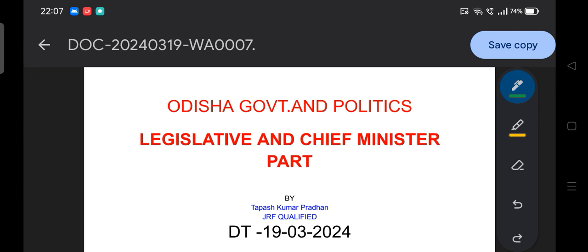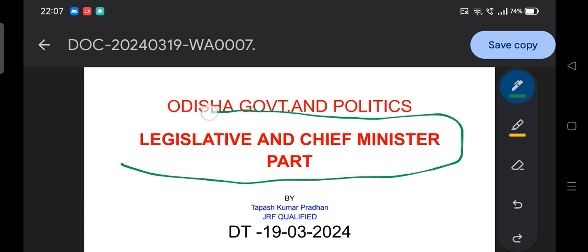So, in this session, we'll discuss Odisha government and politics with respect to the legislative and chief minister part. Our objective of this session is to cover the previous year questions with respect to this topic, along with the concept, theory, fact, and figures with respect to our examinations. Our main motive is to cover maximum things which can directly convert into questions in our examinations.